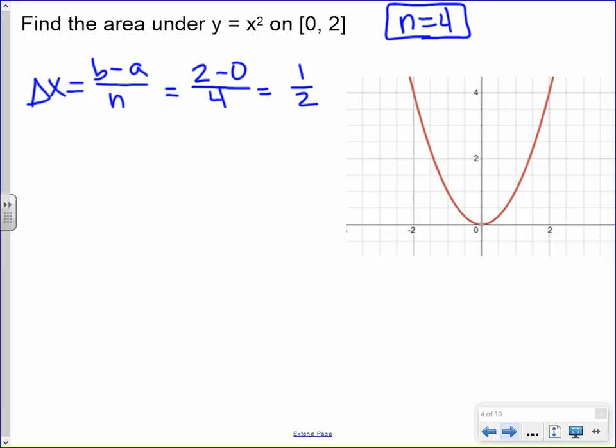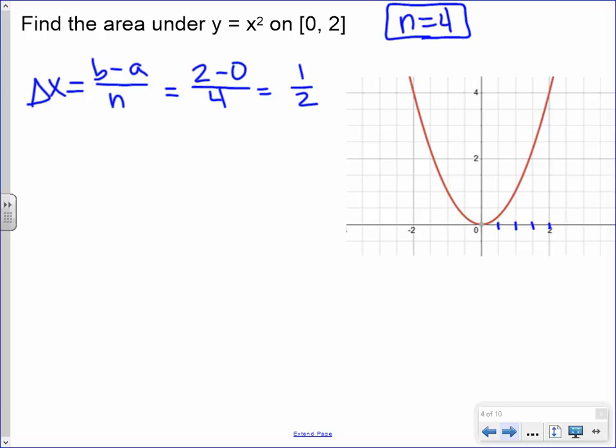Now, we need 4 rectangles where the left side of the rectangle hits the function. So, go ahead to the very front, your picture, you'll notice that these grid marks are by 1/2. Did that on purpose.